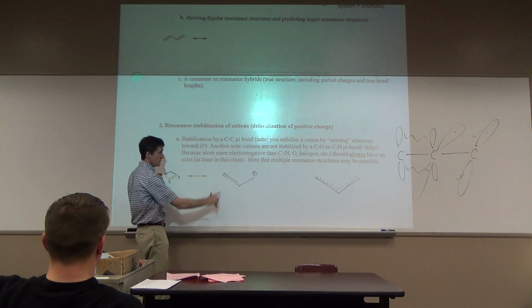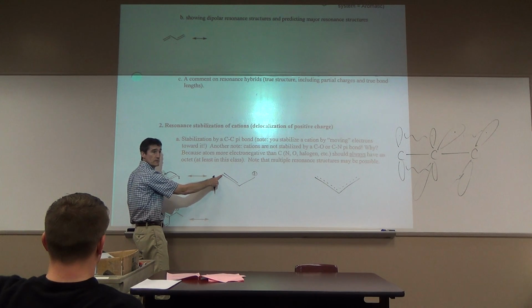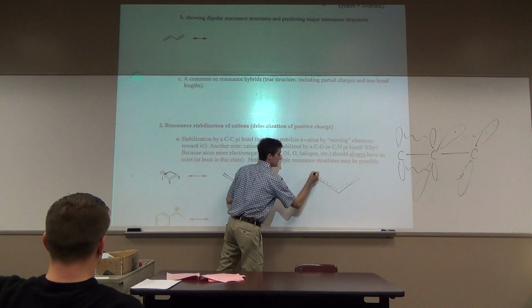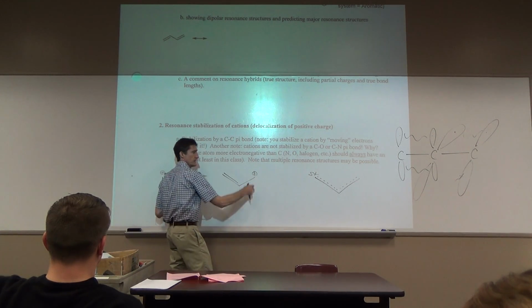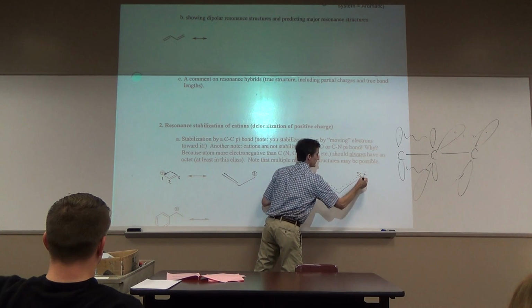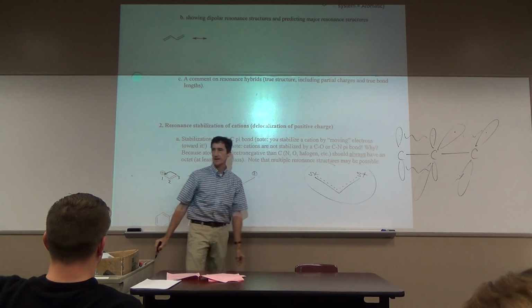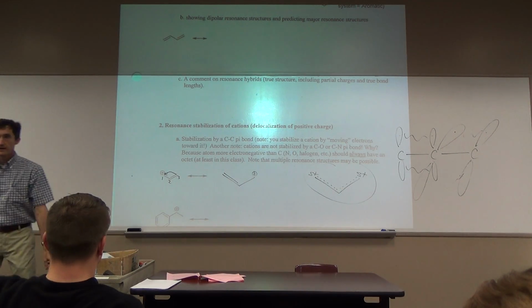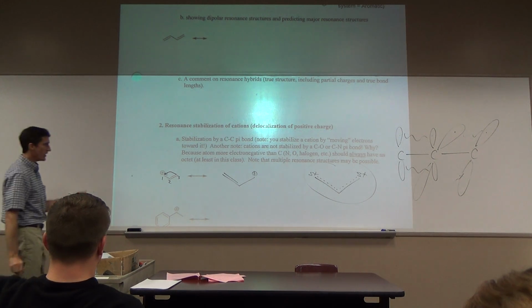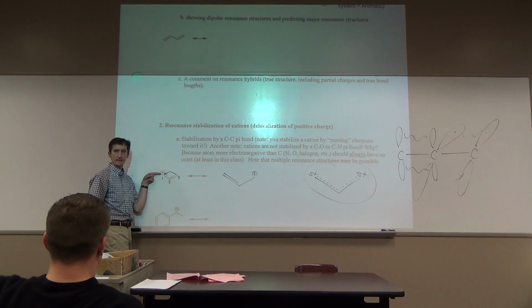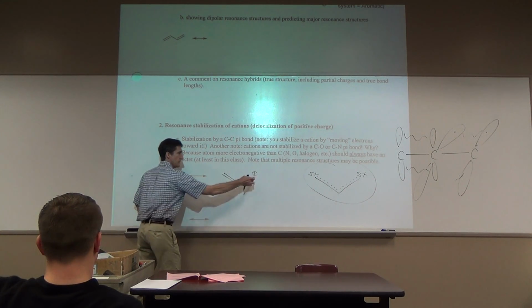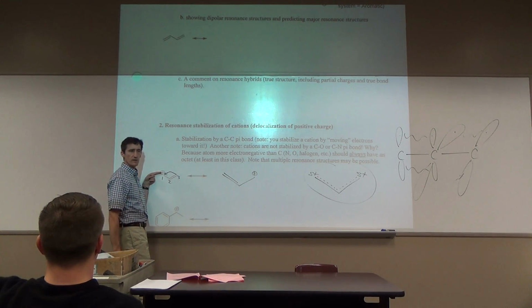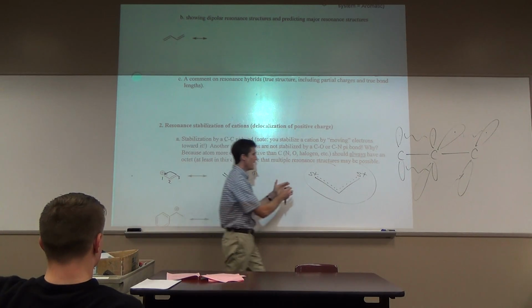Positive here, neutral here, what's in between? Partial positive. Neutral here, positive here, what's in between? Partial positive. If you could look at this cation, it would look like that. That is, the charge isn't just right here on this end. It's actually delocalized onto the other carbon, other end as well. We see that in our hybrid.